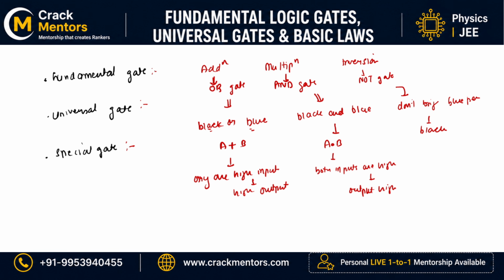So why did I say that this is AND and this is OR gate? OR gate, because if any one is high, the answer is high. If both of them are high, only then the answer is high in case of AND gate.